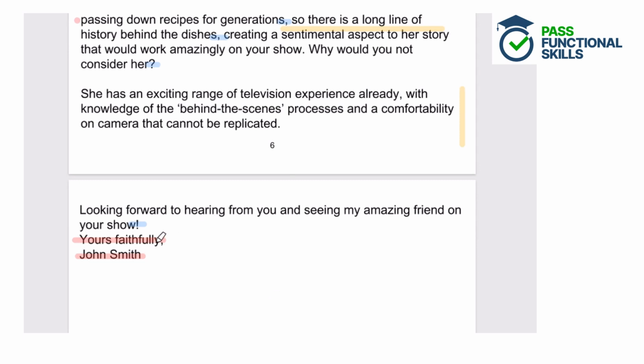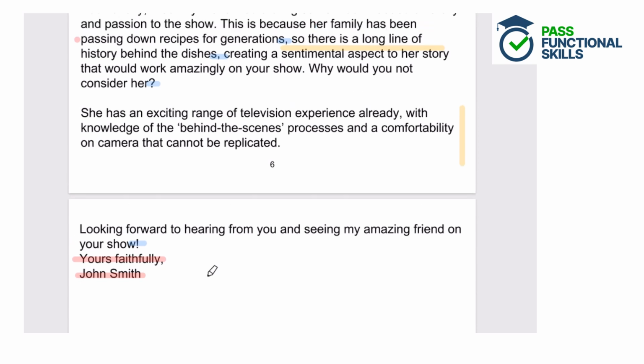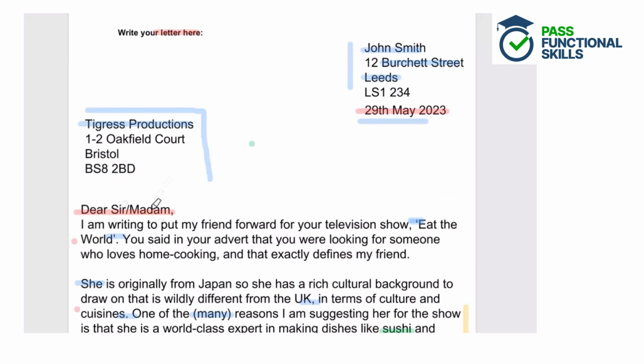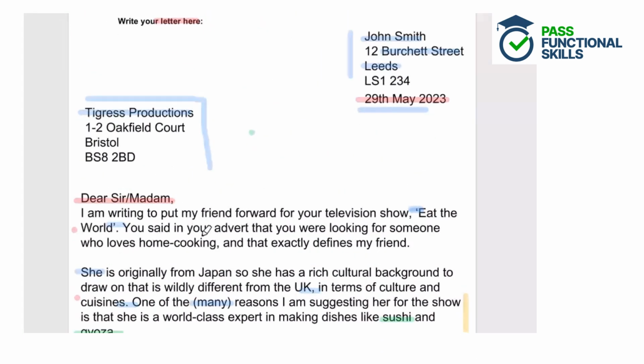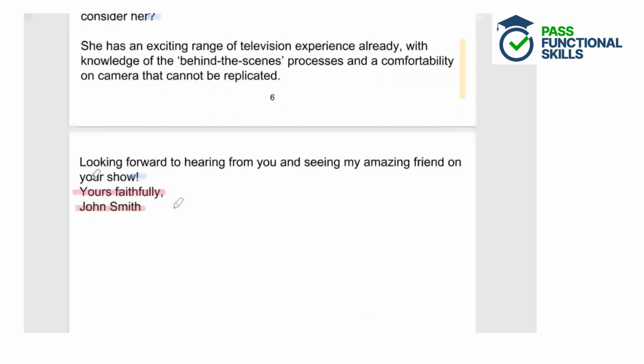Your sign-off will either be yours sincerely, if you know the name of the person that you're writing to, or if you're writing dear sir, madam, you don't know the name of the person you're writing to, then you should use yours faithfully. So just make sure that you memorise the layout of a letter, just in case you're asked to write one in your exam.